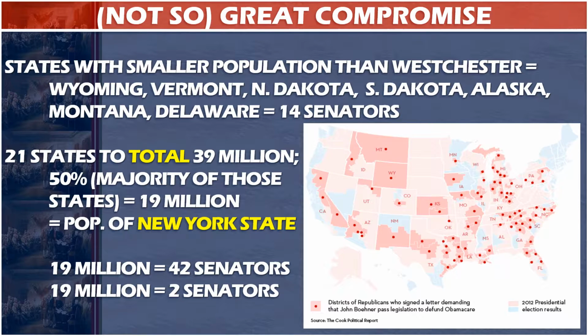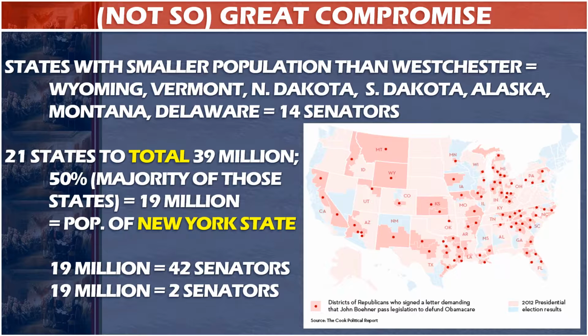However, these 7 states that have in some cases significantly less population have 14 senators among them, which means they have about 1/7 of all the representation. Imagine if Westchester County was 1/7 of the representation for the whole country. Another way of thinking about this is that it would take 21 states to total 39 million people. If you took 50% of those 39 million people, the majority of those 21 states, that's about 19 million people.